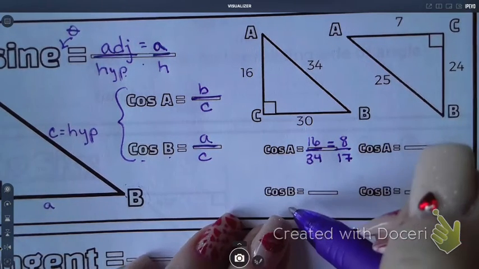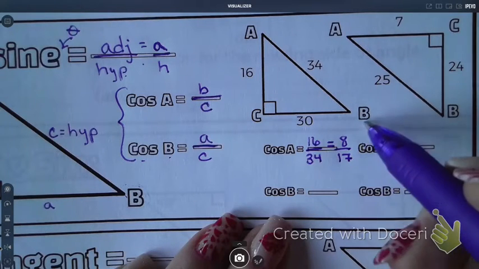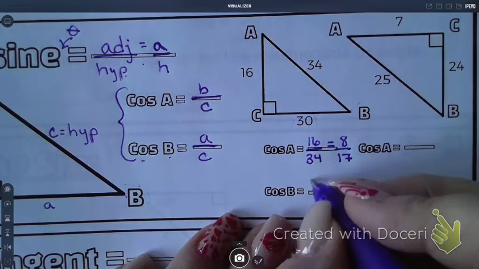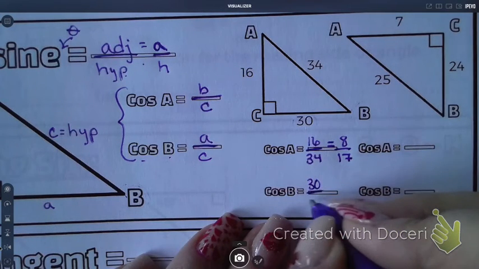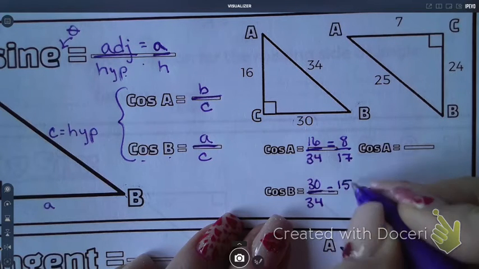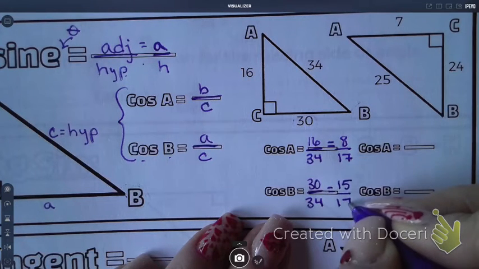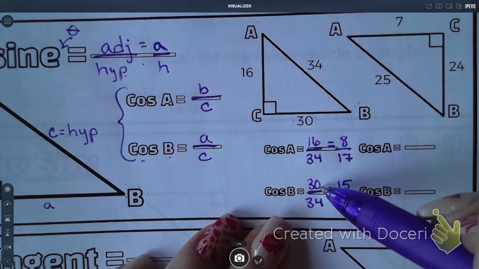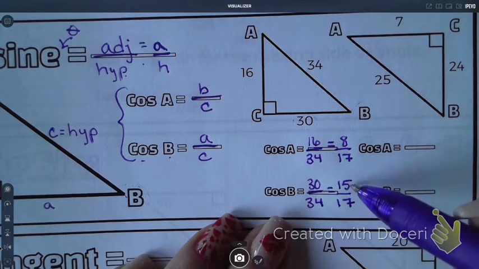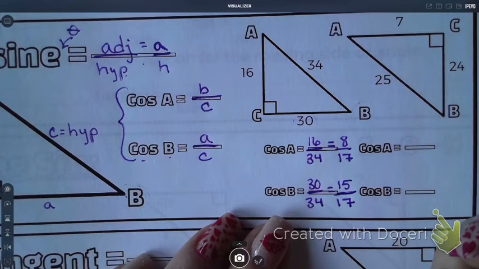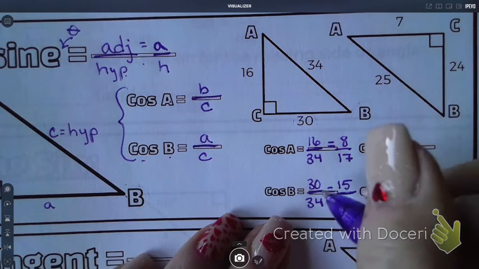Okay, so I need the cosine of B. So I touch B, and cosine is adjacent, correct? So it is 30 over 34. How about 15 over 17? It's 15 over 17. 30 over 34 divided by 2 is 15 over 17. Oh, it's 34. Yeah. So it'd be 15 over 17. 30 divided by 2.